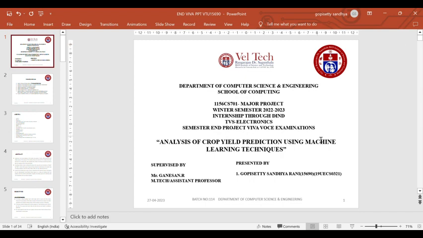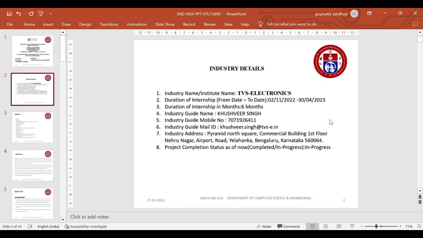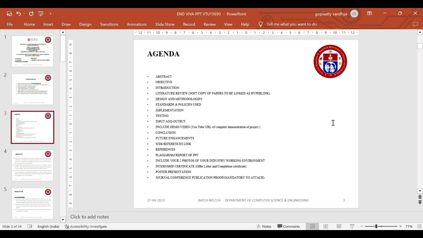Hi, this is Sandhya. I'm doing my major project in Valtech University. Here I'm taking the title of analysis of crop yielding using machine learning techniques, and I'm taking the guidelines of my supervisor. My supervisor's name is Ganeshan sir, and this is my industry details. Presently I'm doing an internship in this industry. For this project only, I'm taking this industry, and this is the total agenda for today.